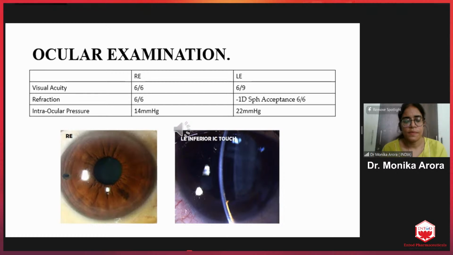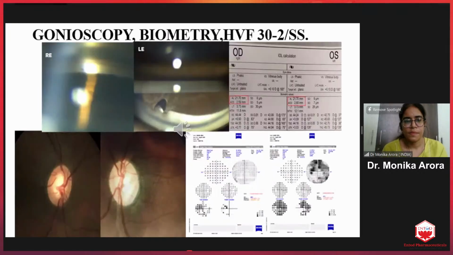The clinical picture of the right eye shows patent peripheral iridotomy, whereas the left eye shows inferior iridocorneal touch with borderline intraocular pressure of 22 mm of mercury. On gonioscopy, both the eyes were having occludable angle with patent ostium in the left eye.